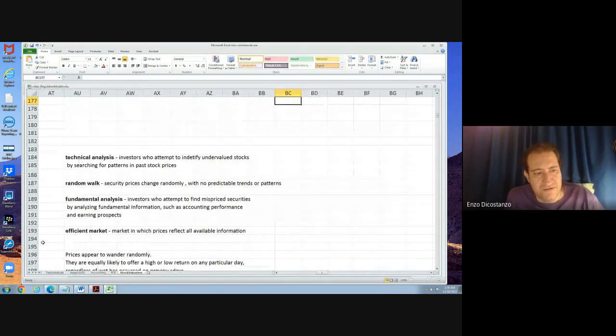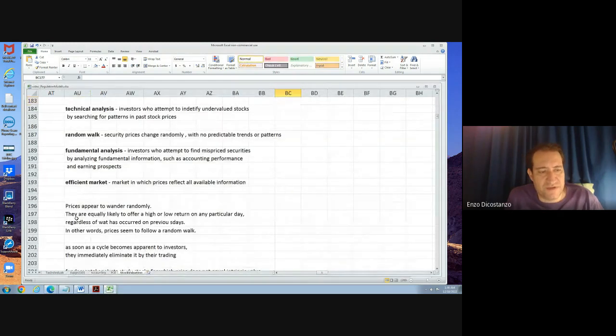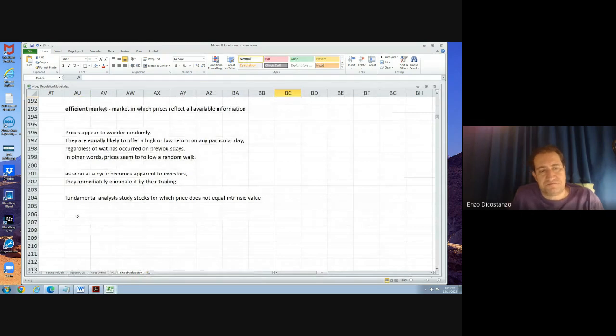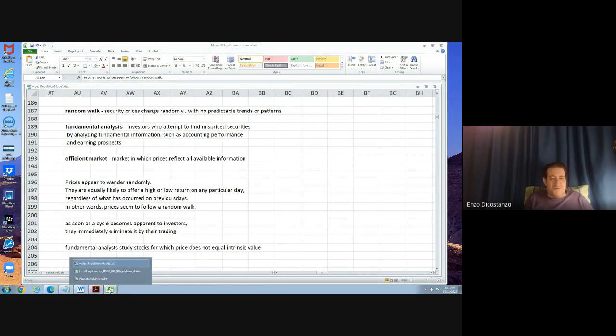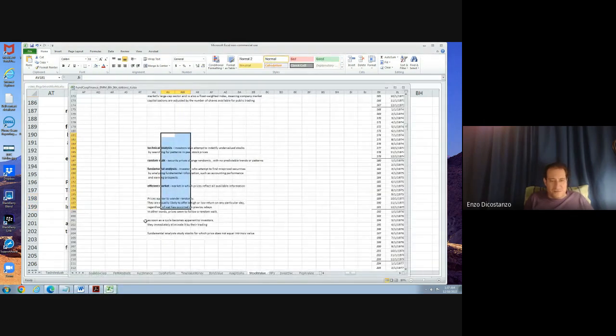Do we have that here? Yeah, here it is: technical analysis, random walk, fundamental analysis, efficient market. Prices appear to wander randomly. They're equally likely to offer a higher or lower return on a particular day, regardless of what has occurred on previous days. I don't know what happened to my typing here. I apologize for the typos. It's good we're finding them. Four years later, we're finding these things, right? Of what has occurred on previous days.